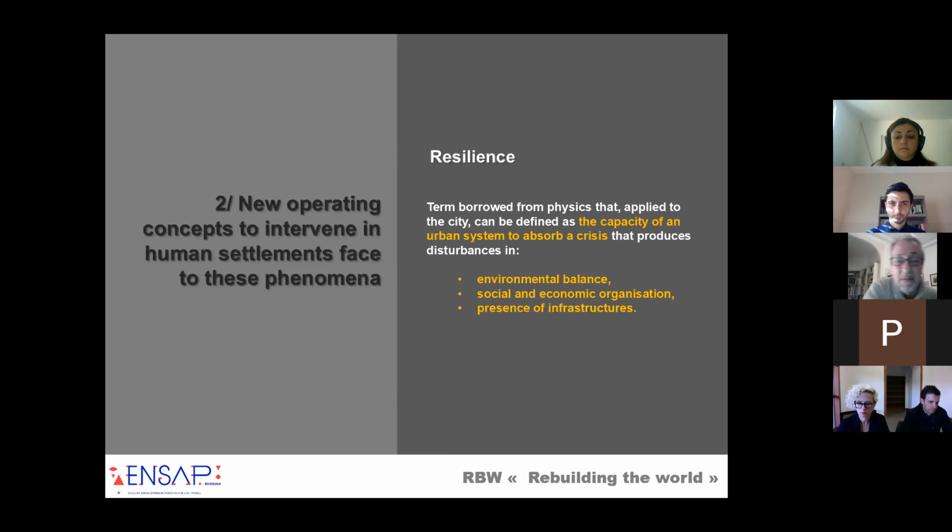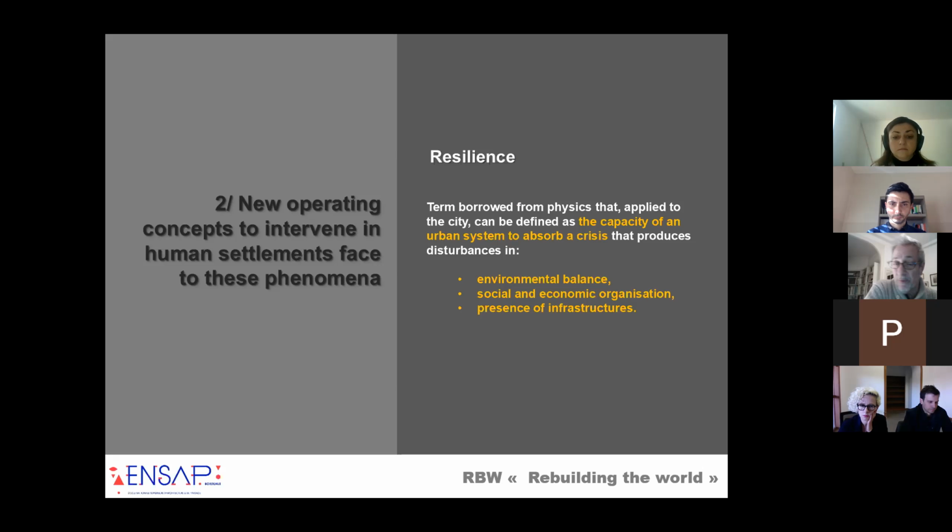So faced with these phenomena, what is interesting is to recognize the new operating concepts to intervene in human settlements that are in application in research and in government policies. The first of them, which is very important, is the concept of resilience.